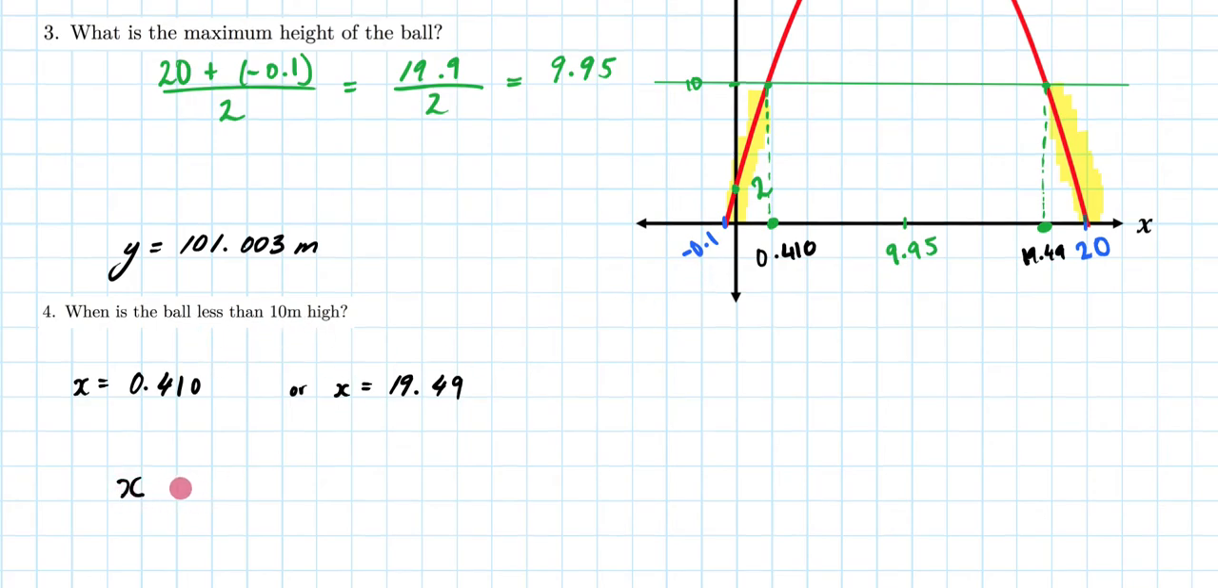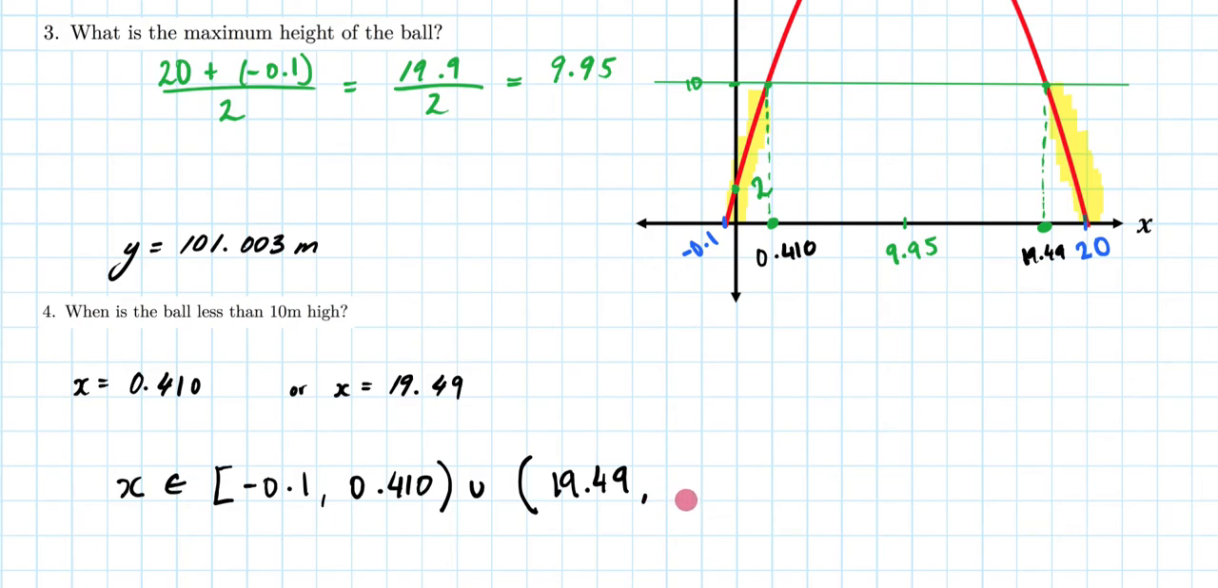So therefore your answer, when is the ball less than 10, is going to be when x is a subset of, and it's going to include negative 0.1, all the way to 0.410. It says less than, not less than or equal to, so it's going to be an open bracket, the union of an open bracket 19.49, and it's going to include 20, so a square bracket.